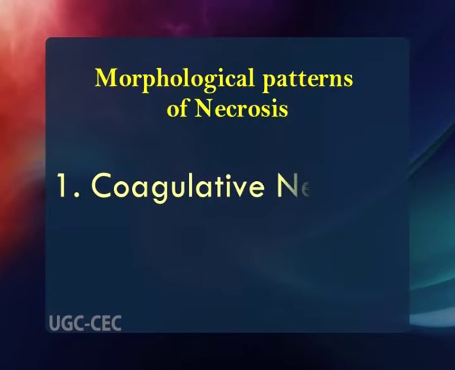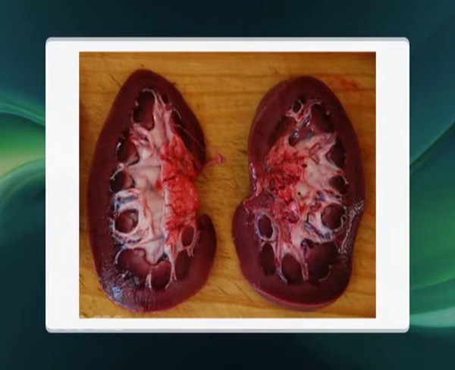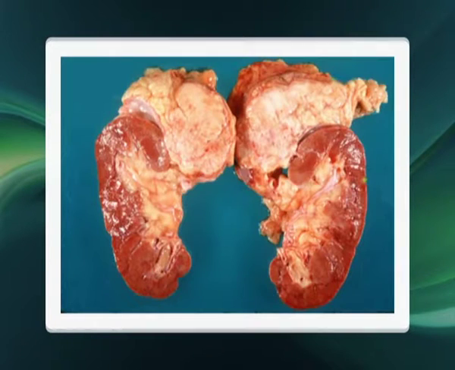There are 6 distinctive morphological patterns of necrosis. First is coagulative necrosis. Coagulative necrosis is characterized by formation of gelatinous substance in dead tissues. Coagulative necrosis occurs primarily in tissues such as the kidney, heart, and adrenal glands.